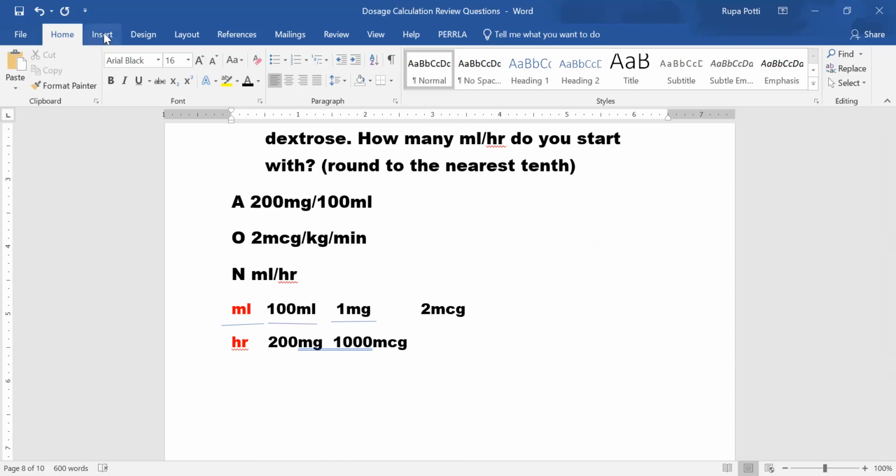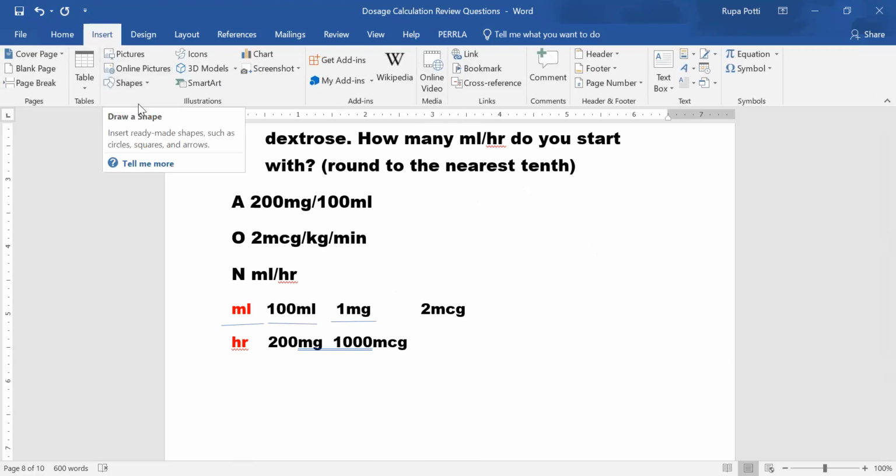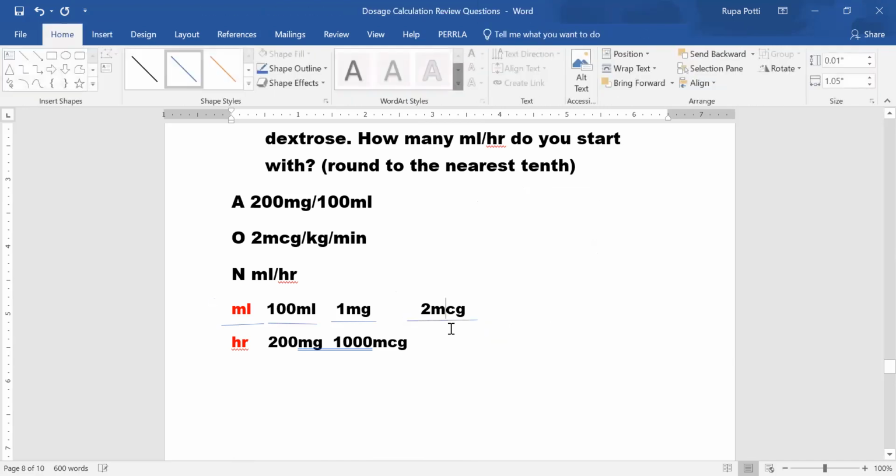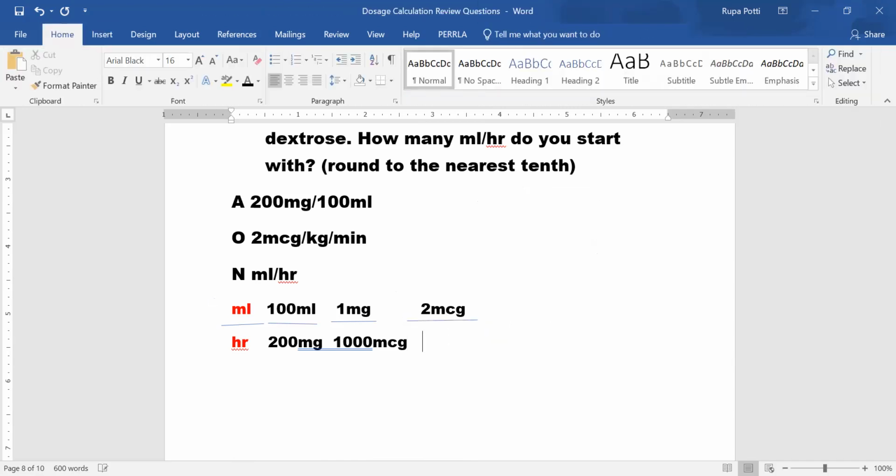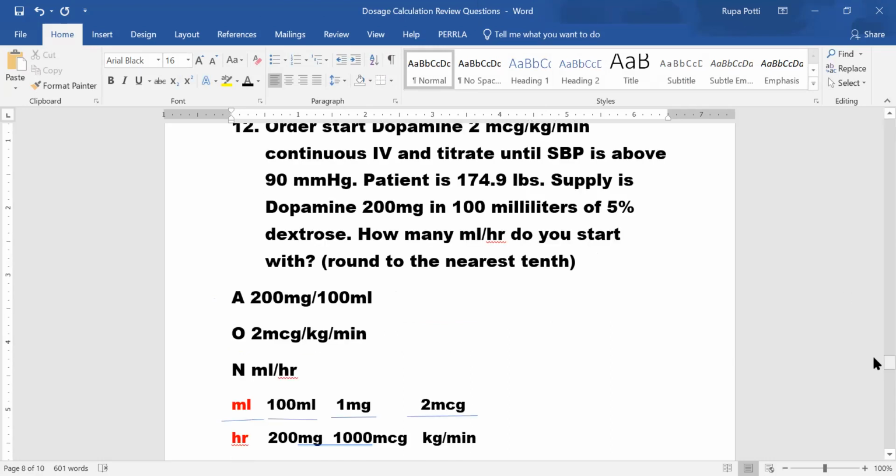And what is the 2 micrograms associated with? The 2 micrograms is associated with kilograms per minute. So I'm going to have my kilograms per minute in my denominator. Right? And I know that when I look at my problem, I do not have anything close to kilograms, but I have something with pounds. So now, because I have kilograms in my denominator, I'm going to start with kilograms in my numerator.